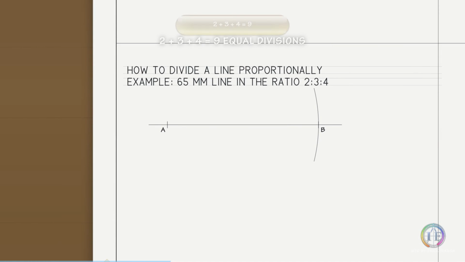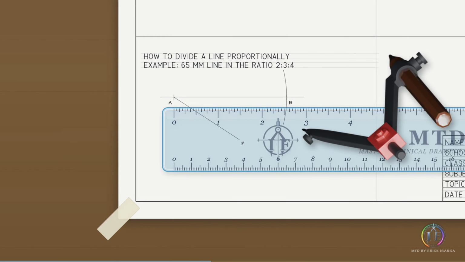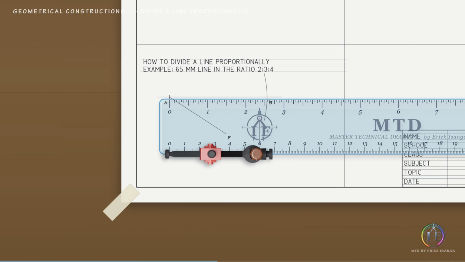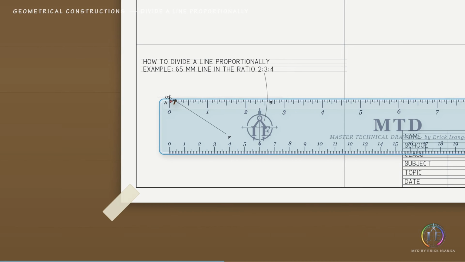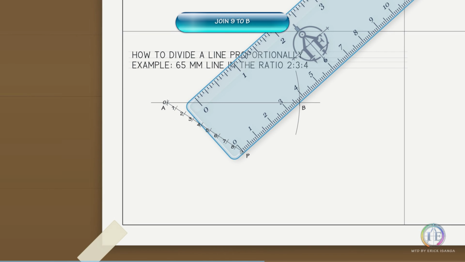Add the terms of the ratio. 2 + 3 + 4 gives 9 equal divisions. From A, draw an auxiliary line at a convenient angle below line AB. Set the compass to a convenient radius. Using the same compass opening, mark off 9 equal divisions along the auxiliary line, starting from 0 at A. Join point 9 to B.